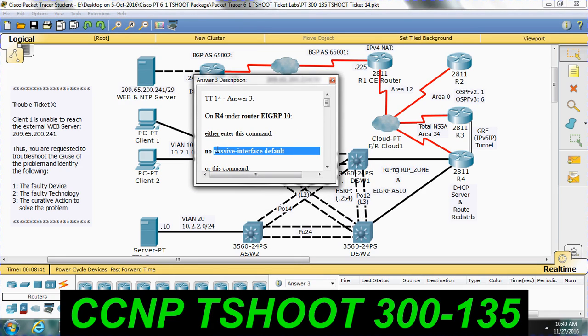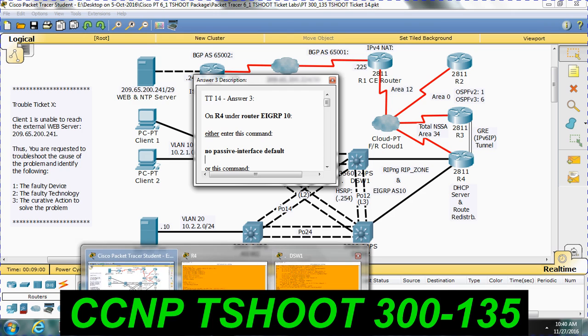You can choose this answer. If you selected no passive interface default, it will advertise on all the EIGRP enabled interfaces to send the hello packets. I have solved this problem by only enabling the no passive interface on this particular interface. If you remove the no passive interface default command, it will advertise the hello packets on all the interfaces.